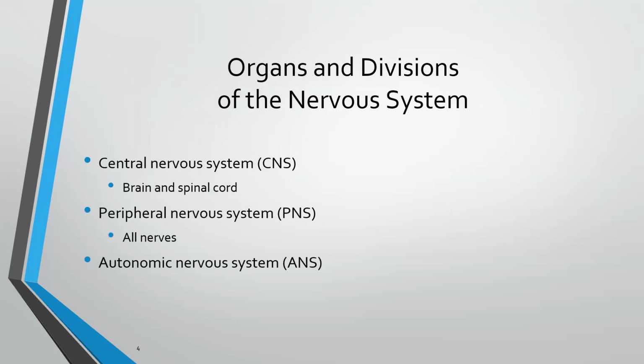Okay, so organs and divisions of the nervous system. So what are the two principal divisions of the nervous system? It's going to be the central nervous system and the peripheral nervous system. So those are the two principal divisions. The nervous system consists of the central nervous system, which includes the brain and spinal cord, the peripheral nervous system, which is encompassing all the nerves. And then we do have the autonomic nervous system, which is the ANS, and that's responsible for all of our involuntary actions.